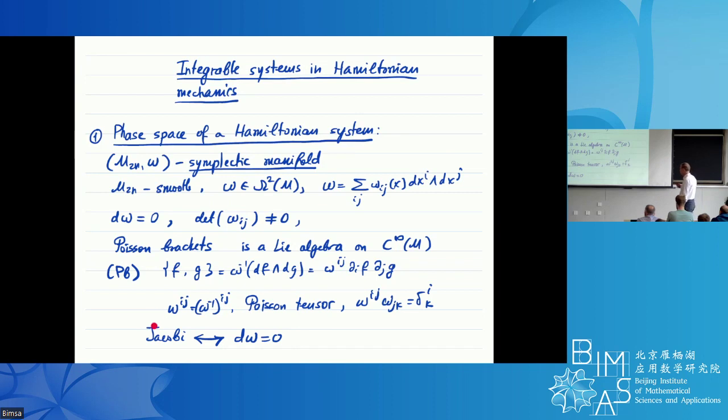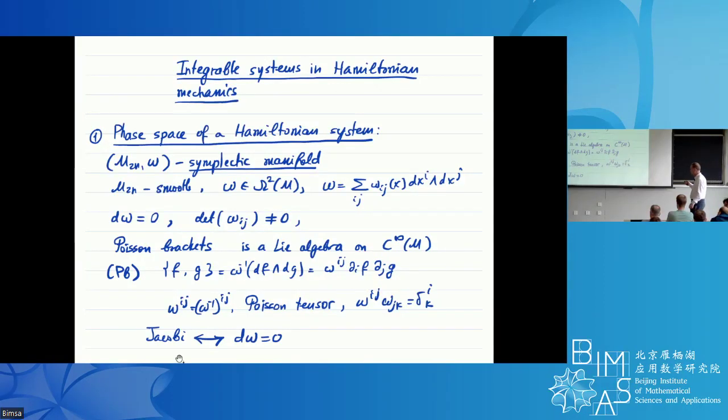Then a very important algebraic way to think about symplectic manifolds is the following. Once you have this two-form, since it's non-degenerate, you can invert it and you get a bivector field, a Poisson bivector field, the Poisson tensor. This matrix is just the inverse to the matrix of the form. Then you can define this bracket between smooth functions on M, which is the bivector field omega inverse evaluated on the two-form df wedge dg. In local coordinates, it's just this.